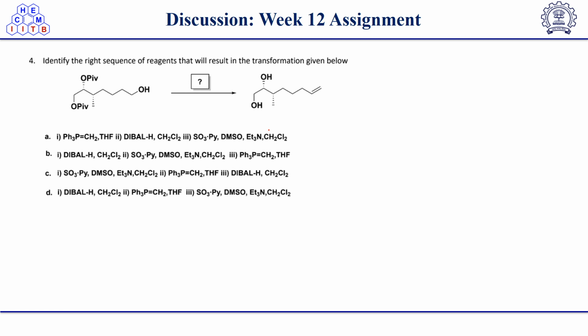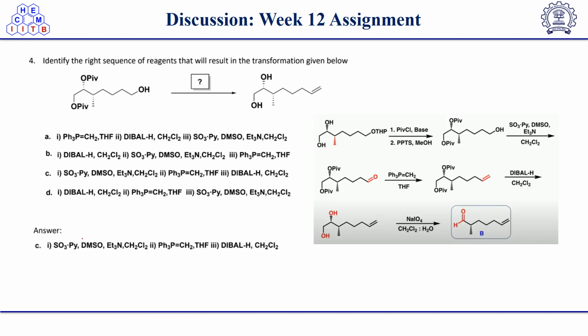Okay, so moving to this question. Here the correct sequence of reactions is first Swern oxidation, then Wittig reaction, and then DIBAL reduction. Starting from here, this is our starting compound. Swern oxidation on this compound will convert this free alcohol group into an aldehyde. Because these two are protected with this fluoroyl ester, this hydroxyl group is free and will be oxidized into the corresponding aldehyde under Swern oxidation conditions.